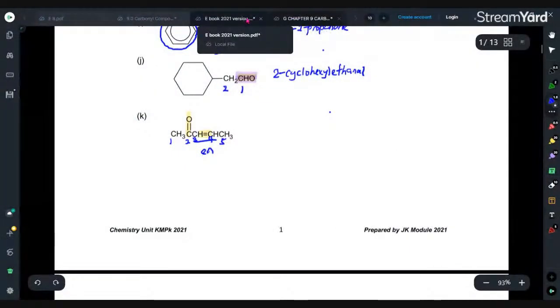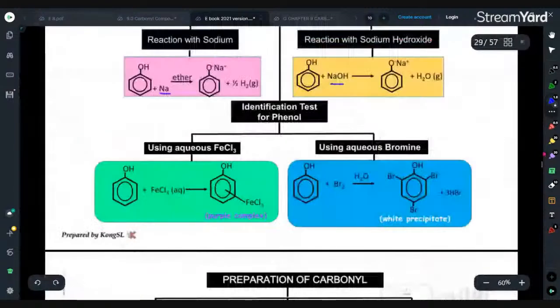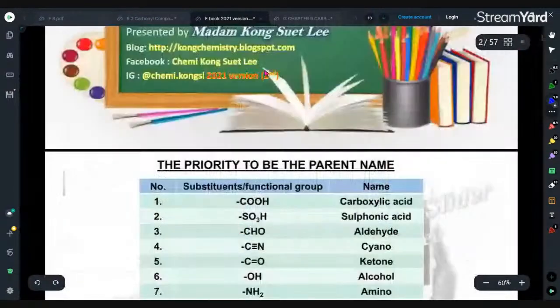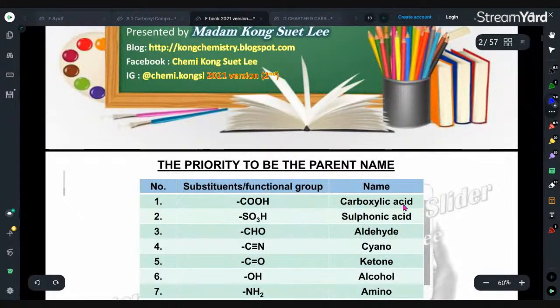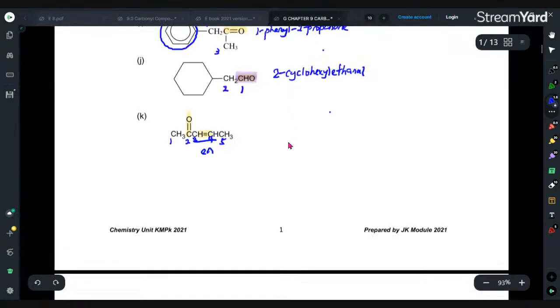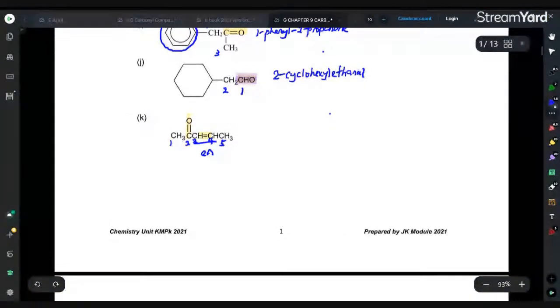Okay, you can always check my ebook. This is my summary notes or ebook. You check here. You must always refer to it if there is more than one functional group, and the priority will be given. Carboxylic acid is the highest one, followed by sulfonic acid, then aldehyde, then ketone. Between aldehyde or ketone compared with alkene, actually the carbon-carbon double bond or triple bond is quite lower. So in this case, the parent name must be ketone. The main name must be ketone.